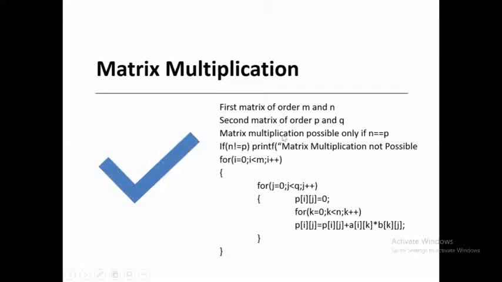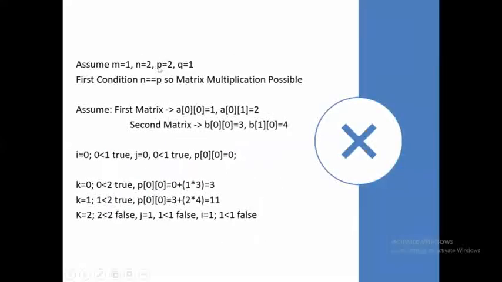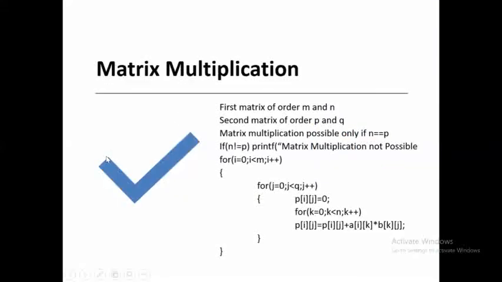First and foremost, you need to check whether matrix multiplication is possible or not. If n, the number of columns of the first matrix, and p, the number of rows of the second matrix, are equal, then only matrix multiplication is possible; otherwise it is not possible. This is the first thing I did. I read the values, checked the first condition, then assumed the values of the first and second matrices, and then I am performing the matrix multiplication by using this code snippet.